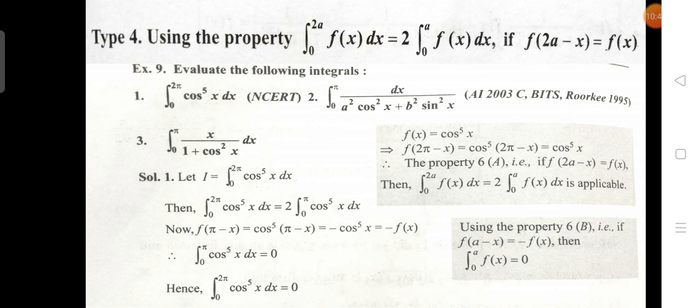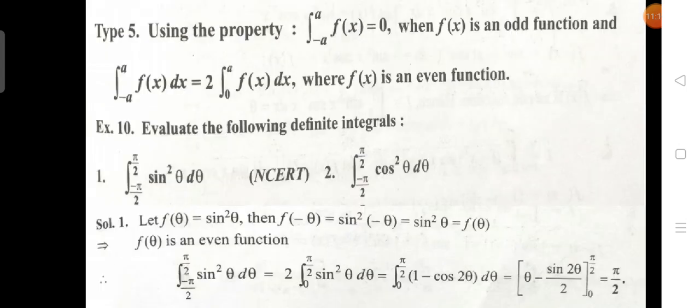The integral from 0 to 2 pi of cos raised to 5 x dx. So you take f of pi minus x, so cos raised to 5 of pi minus x, that is minus cos raised to 5 x, which is minus f of x. So that is, the two are the same. So using these properties, the answer will be found.